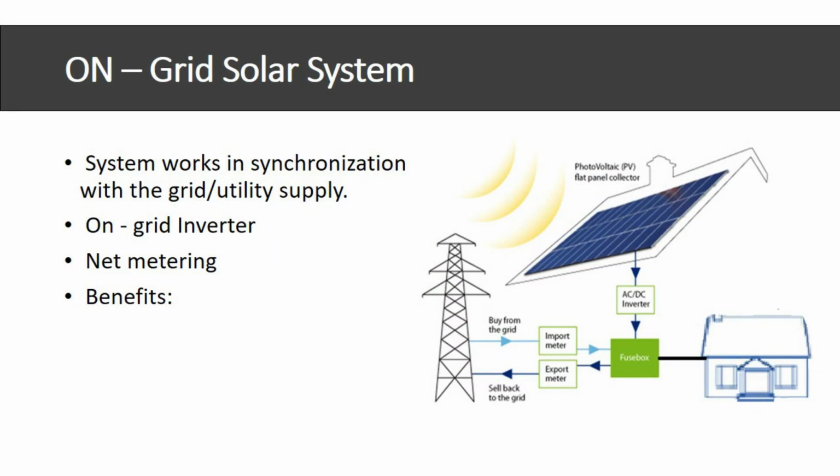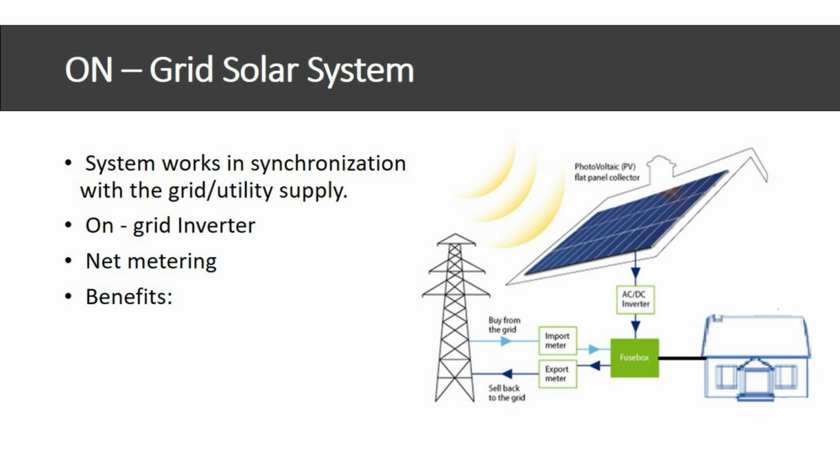So we'll start with on-grid solar system. As the name suggests, this system works in synchronization with the grid or utility supply. So it is the basic requirement that whenever you want to install an on-grid solar system, you need to have a grid connection available at your facility. You can see this photo on the right hand side of your screen. This tower basically indicates the grid connection.